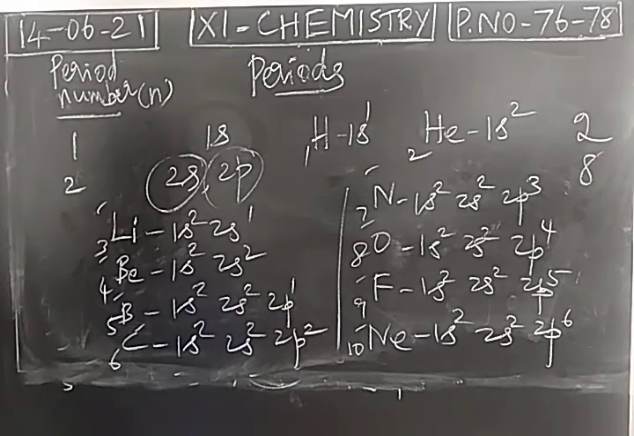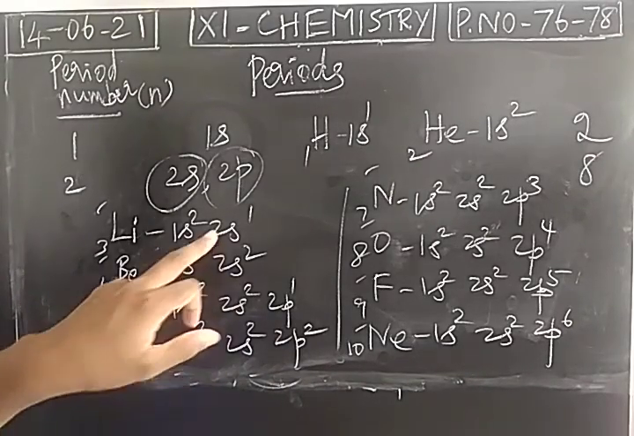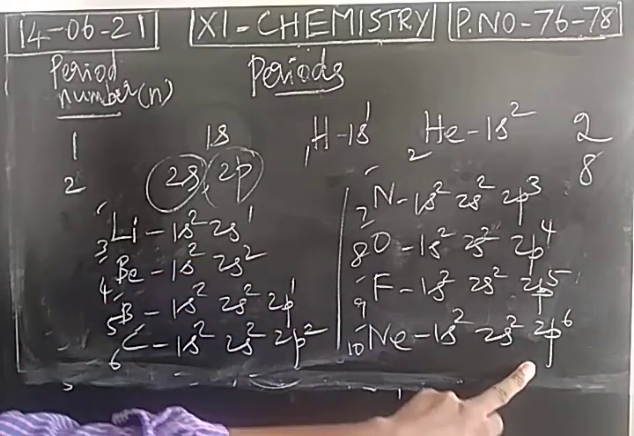And what is the variation in the electronic configuration? It starts with 2s1, and it ends with 2p6.